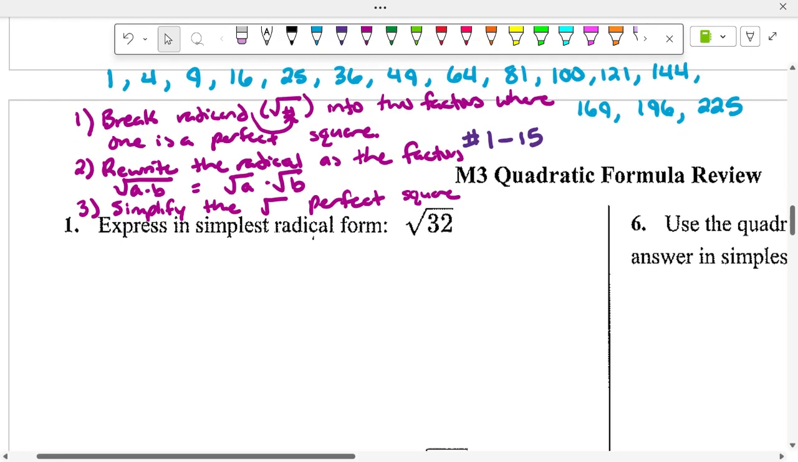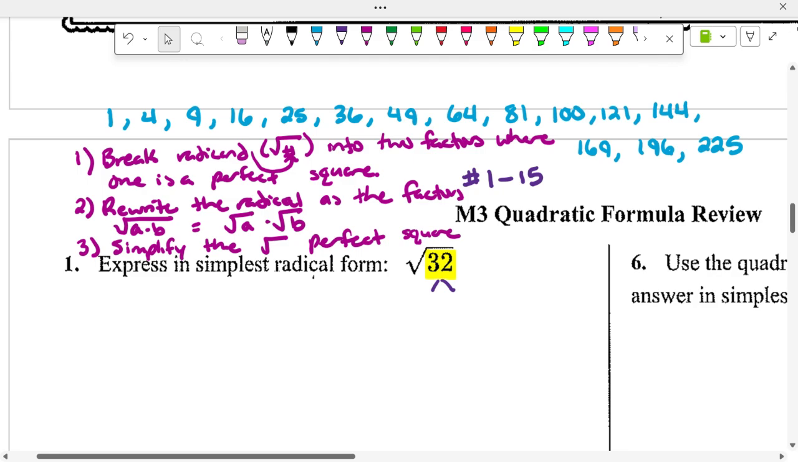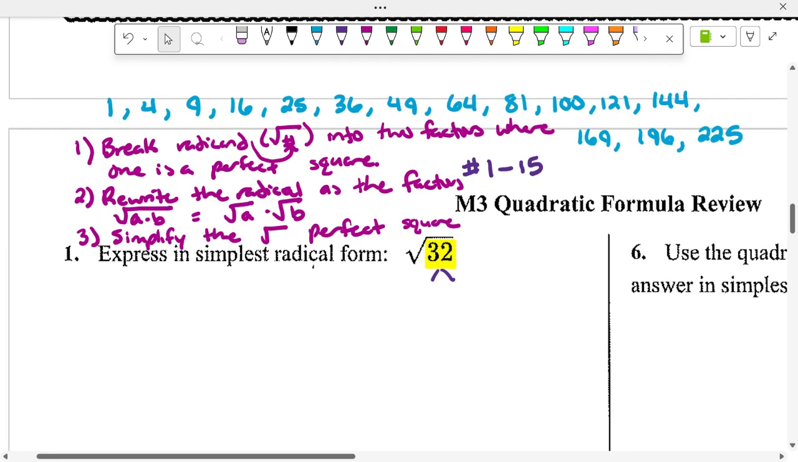So first off, number 1, I have the square root of 32. We know 32 is not a perfect square. It doesn't even fall on that list of numbers that I gave you. So the first thing we're going to do is break down 32 into its factors, where 1 is a perfect square. So here's kind of my strategy. If you know your perfect square numbers, I would just start dividing 32 by all the perfect square numbers, and whichever one is the biggest, that's the one you want to use.